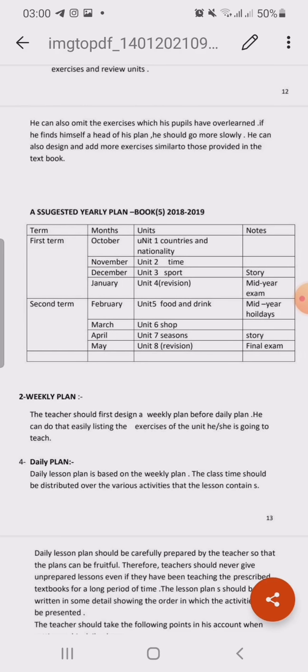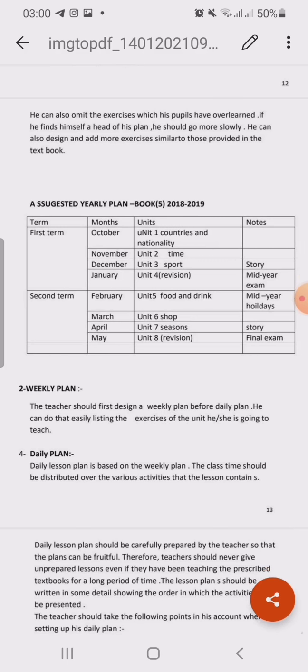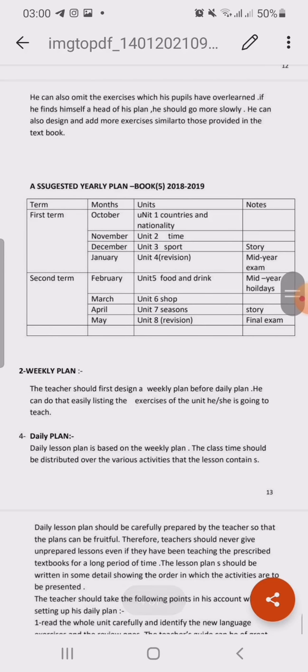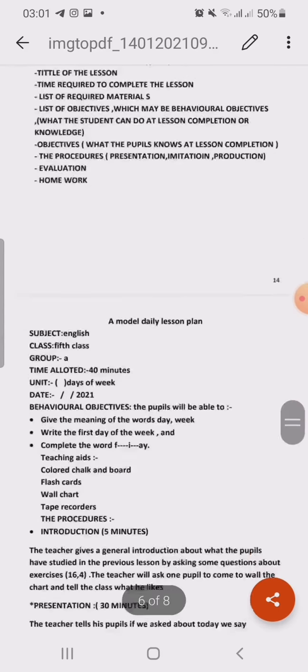If he finds himself ahead of his plan, إذا كان سبق الخطة اللي وضعها, he should go more slowly. لازم شوية يبطأ. He can also design and add more exercises similar to those provided in the textbook. ممكن يضيف من عنده تمارين أو يعطي واجبات للطلاب شبيهة بالتمارين الموجودة في المنهج.